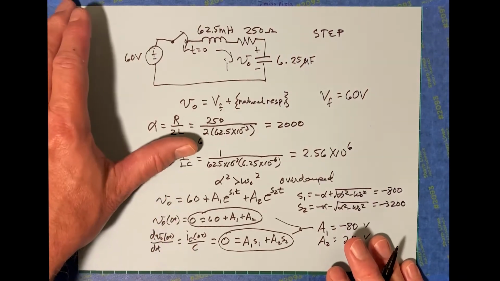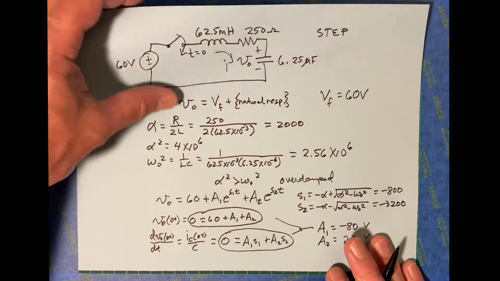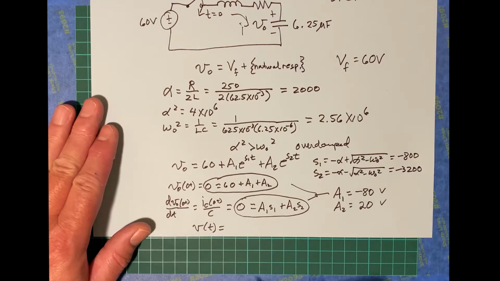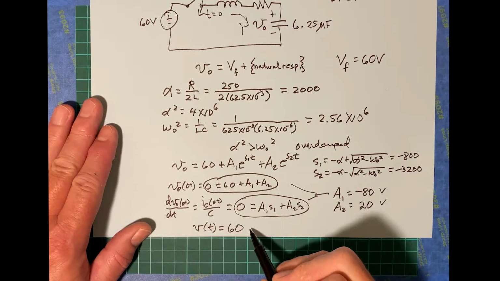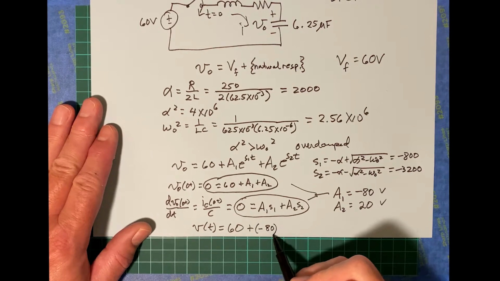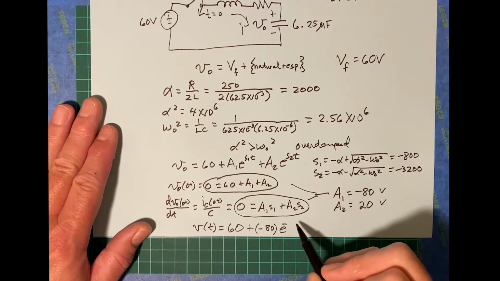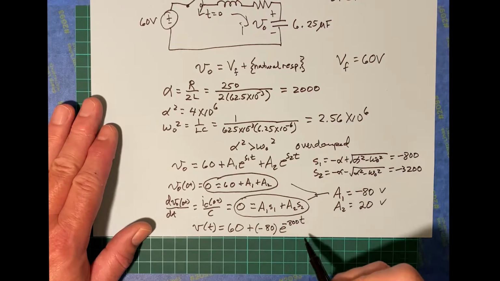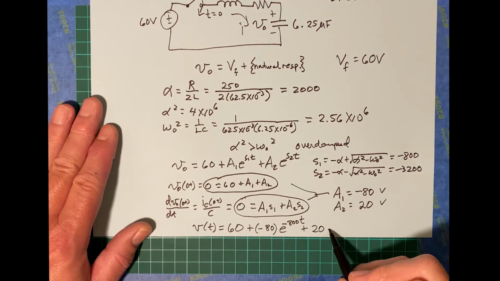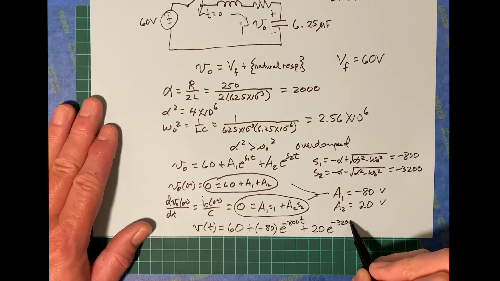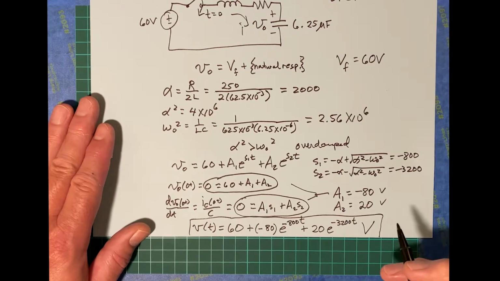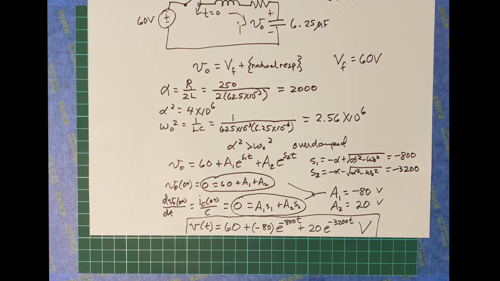So what does that mean? That means now we can jump to our final solution for V. I'll write it right down here. V of t is equal to 60 plus a1, it's a negative 80 e to the negative 800 t, plus a2, 20 e to the negative 3200 t volts. There is our final answer for the voltage across that.